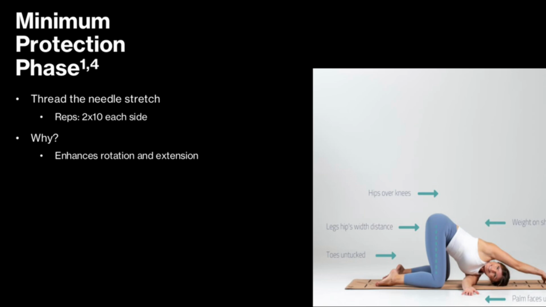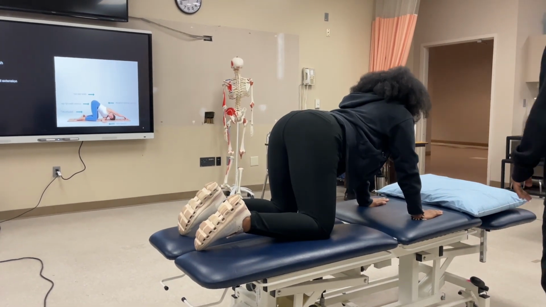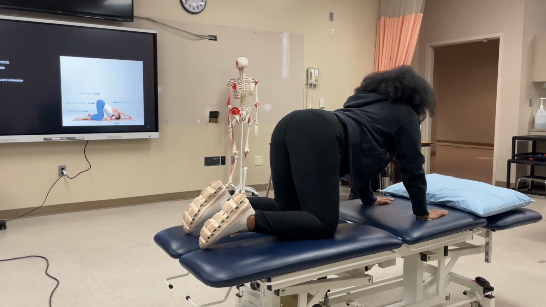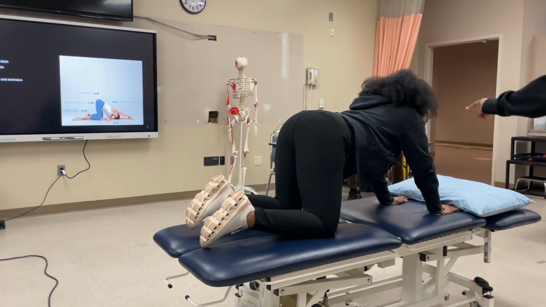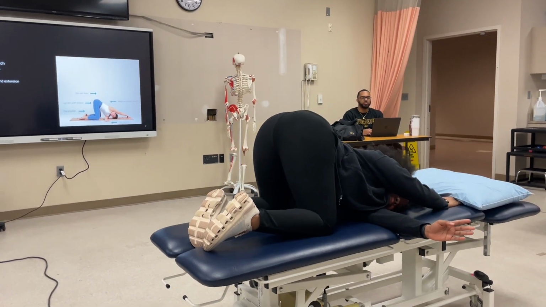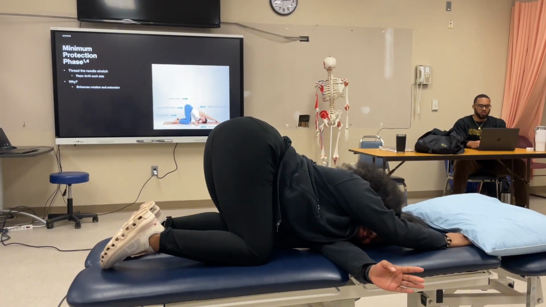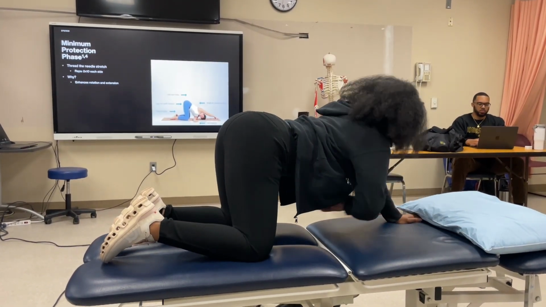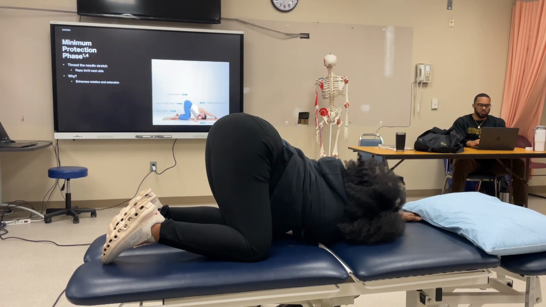And for the minimum protection phase is a stretch called the thread the needle. So basically what you're gonna do is you're gonna get on all fours again, and then you're gonna bring this arm up a little bit, and then you're gonna bring this arm through there. Stretch it out and hold that for about 5 to 10 seconds. Switch sides. And this just enhances, again, rotation and extension.